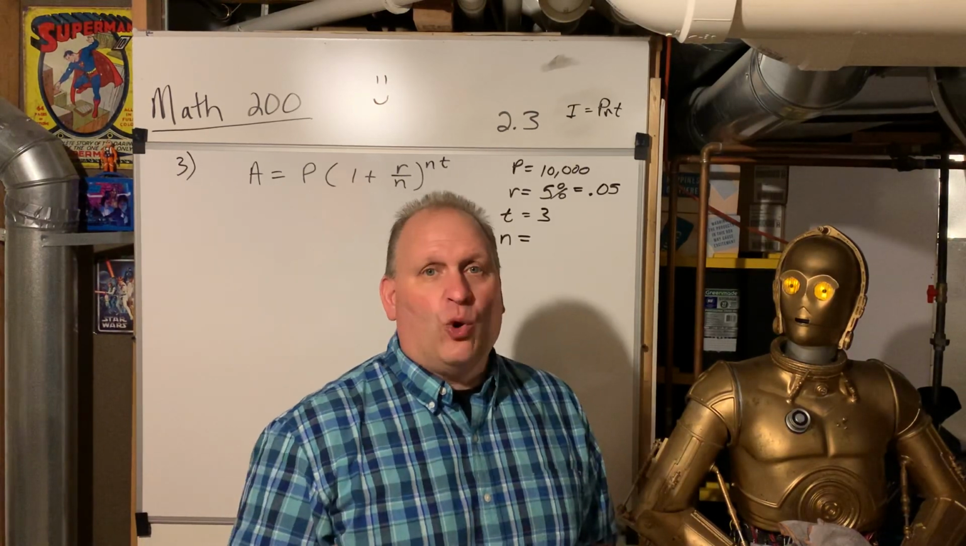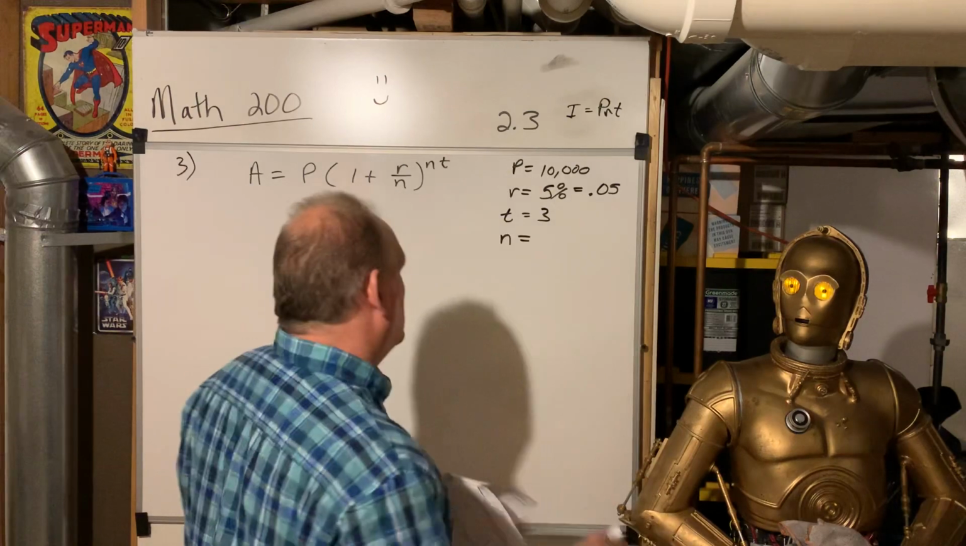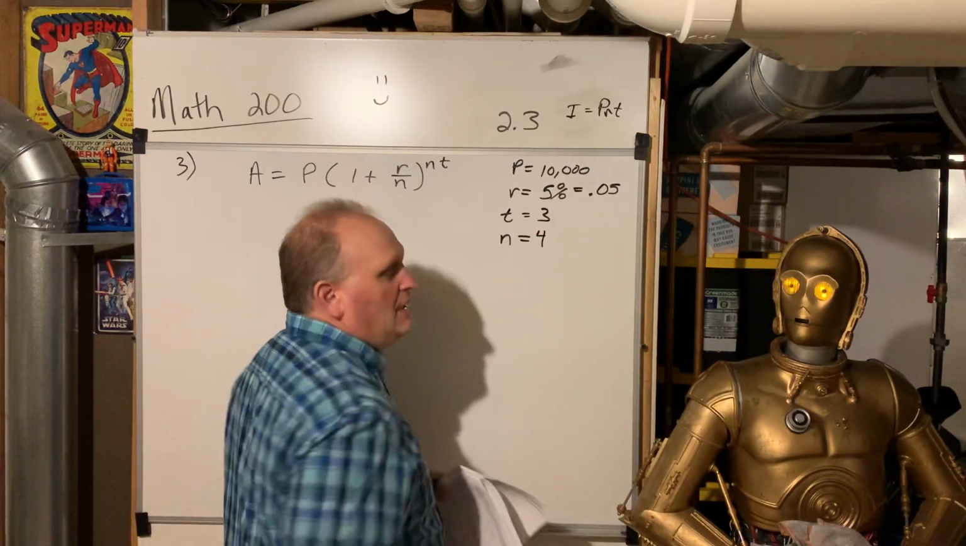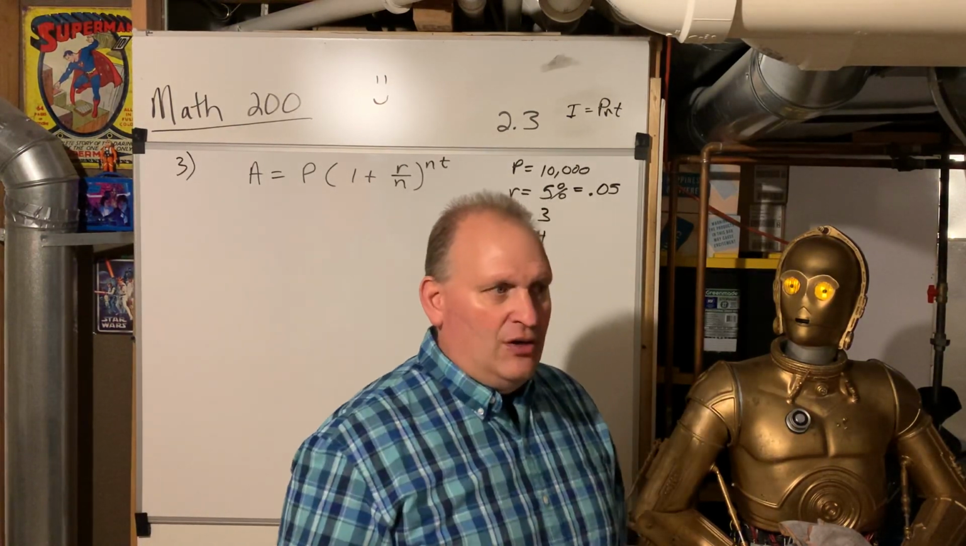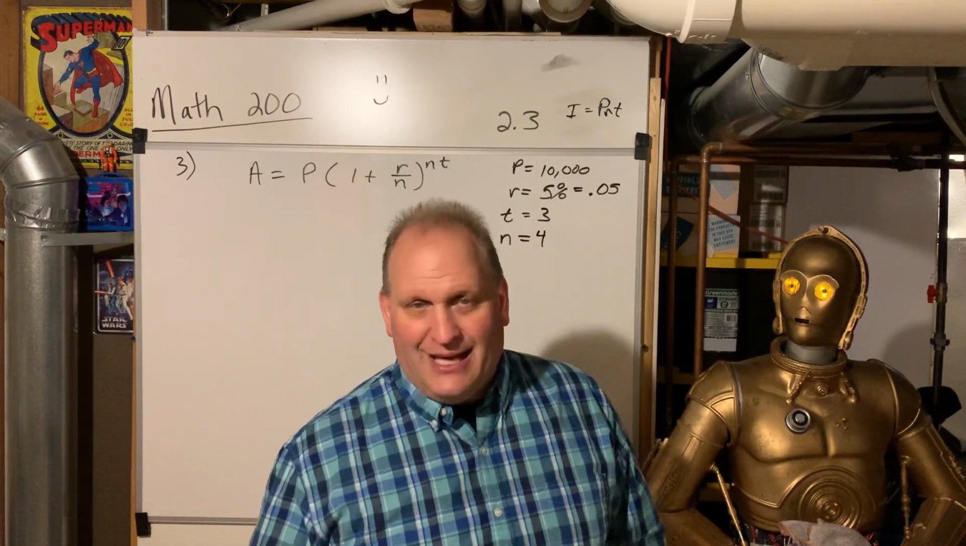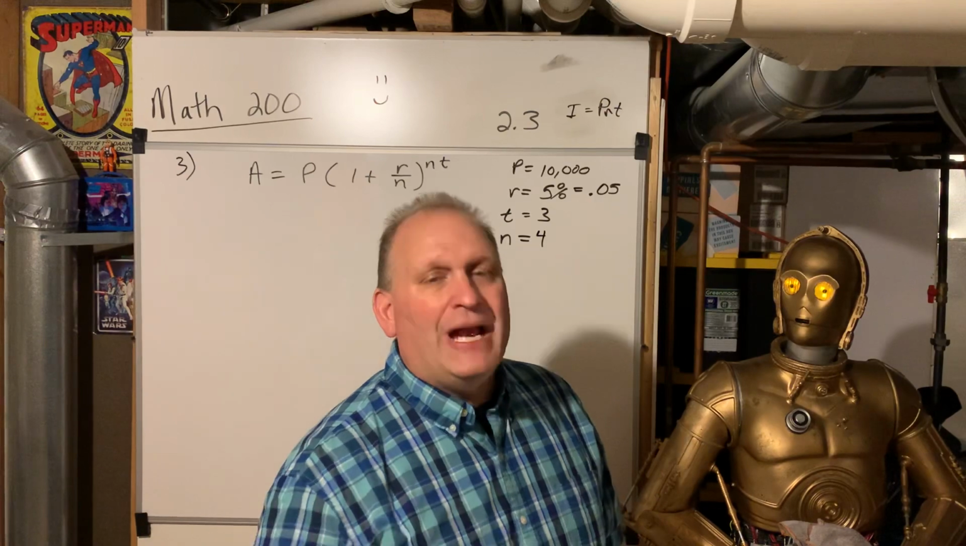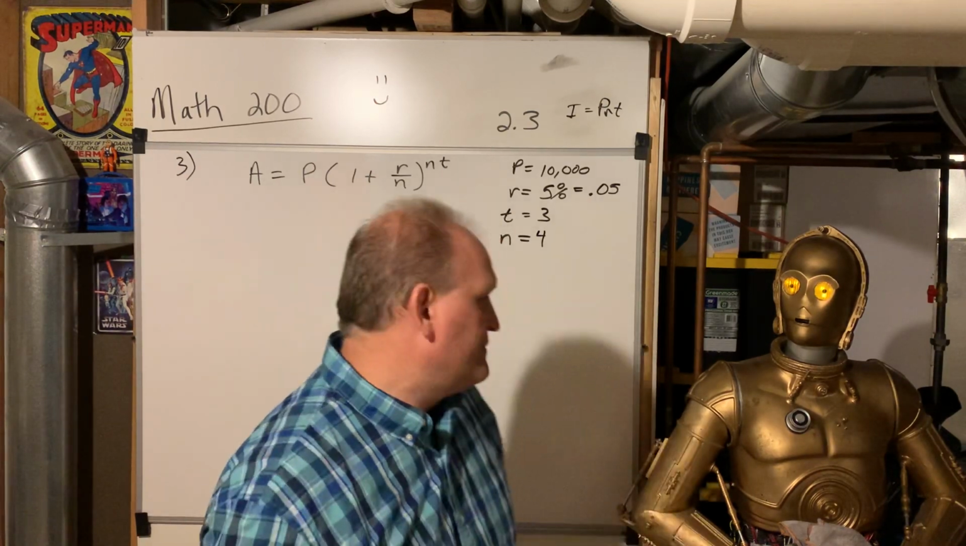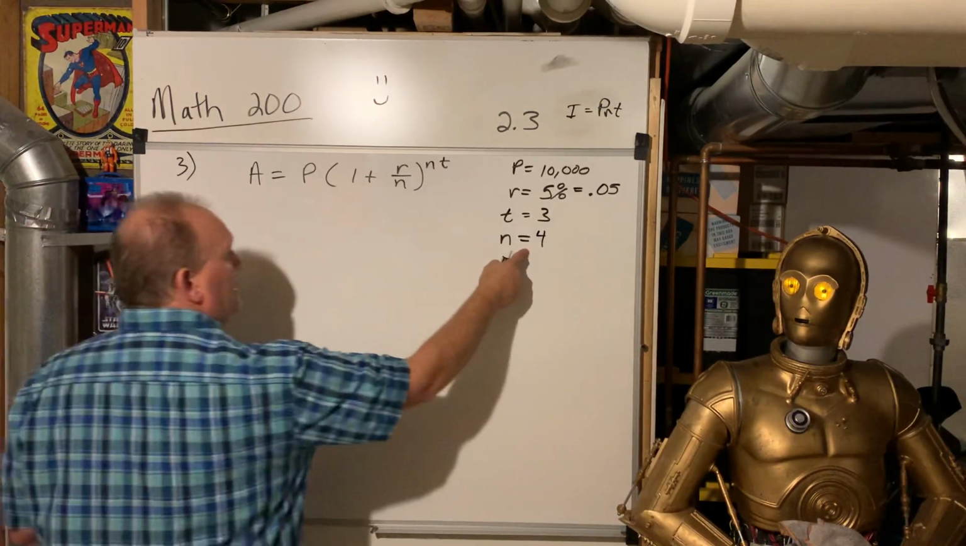Well, think about quarters. 4 quarters in $1, right? Quarterly is 4 times a year. They also have semi-annually or biannually. Those both mean twice a year. They also have monthly, that's obviously 12 times a year. Or annually, that's once a year. All right? So quarterly looks like that.